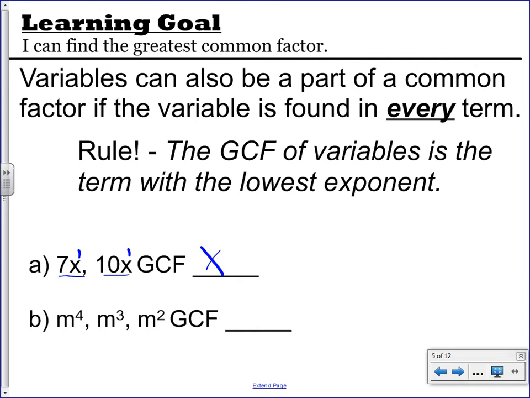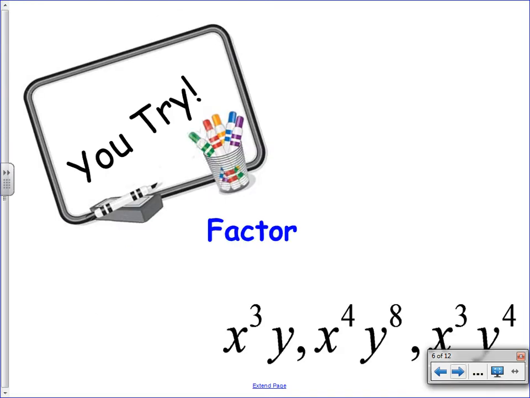What about in the next one? m to the exponent 4, m cubed, m squared. What is my greatest common factor here? Jericho? Just m? Yeah, m squared would be the lowest exponent. When you're talking about variables, yes, it's the lowest exponent. But they all have to have the same variable. So those are all m's. Okay, try this one out.